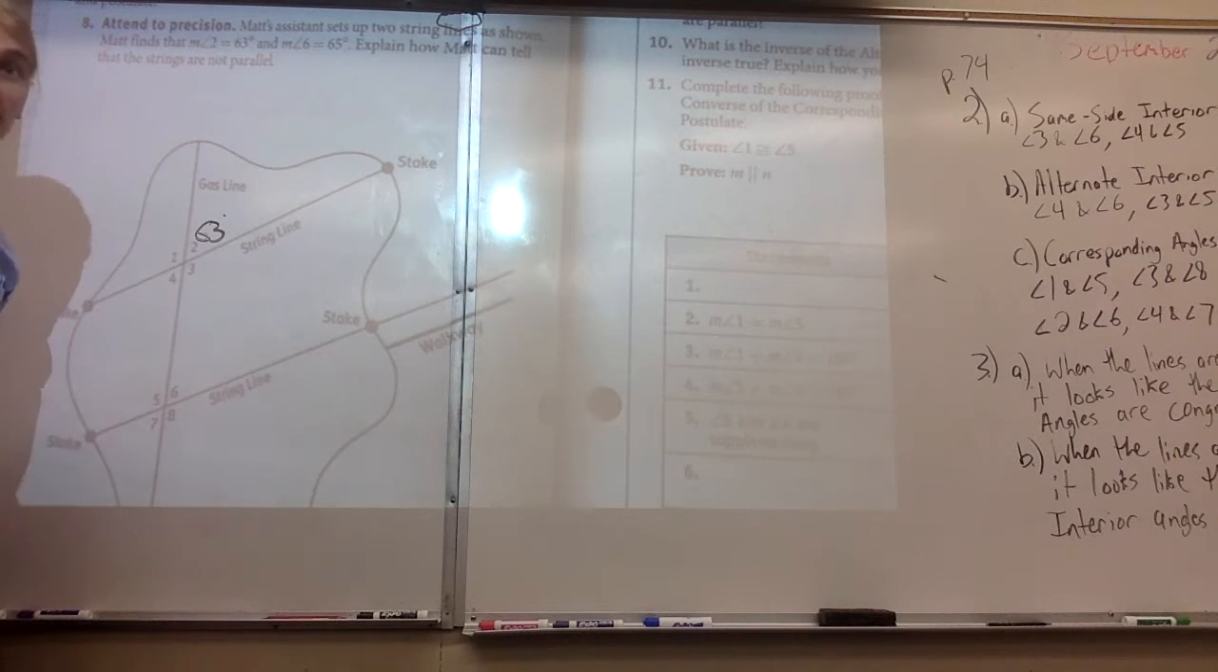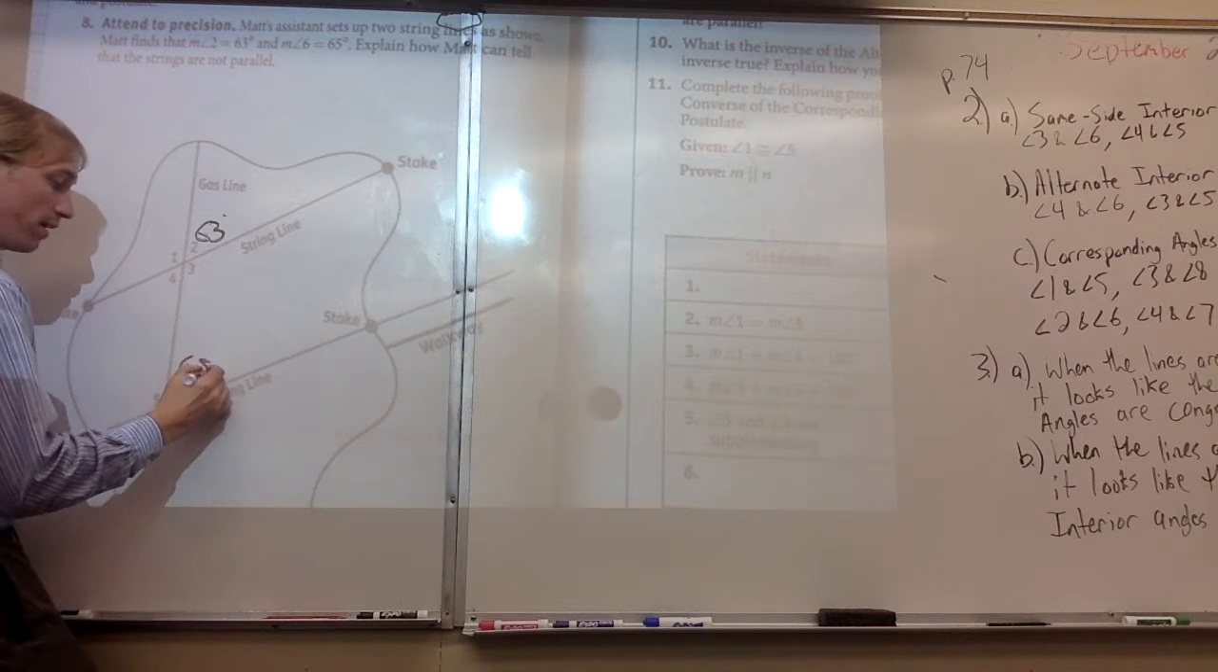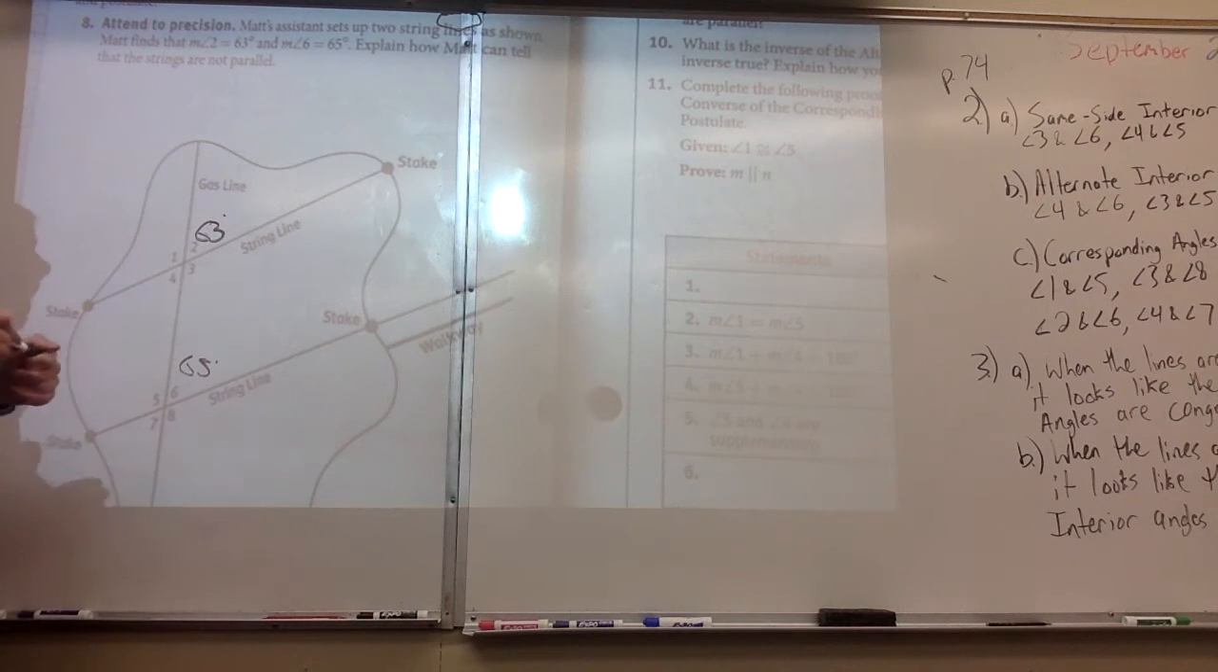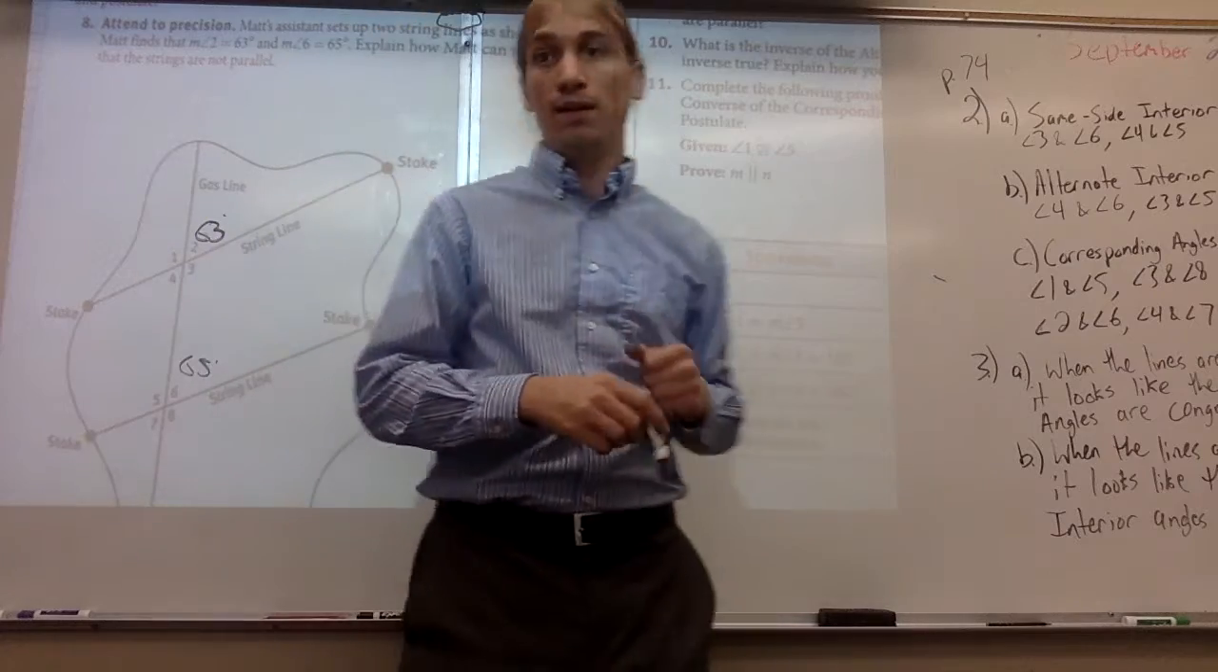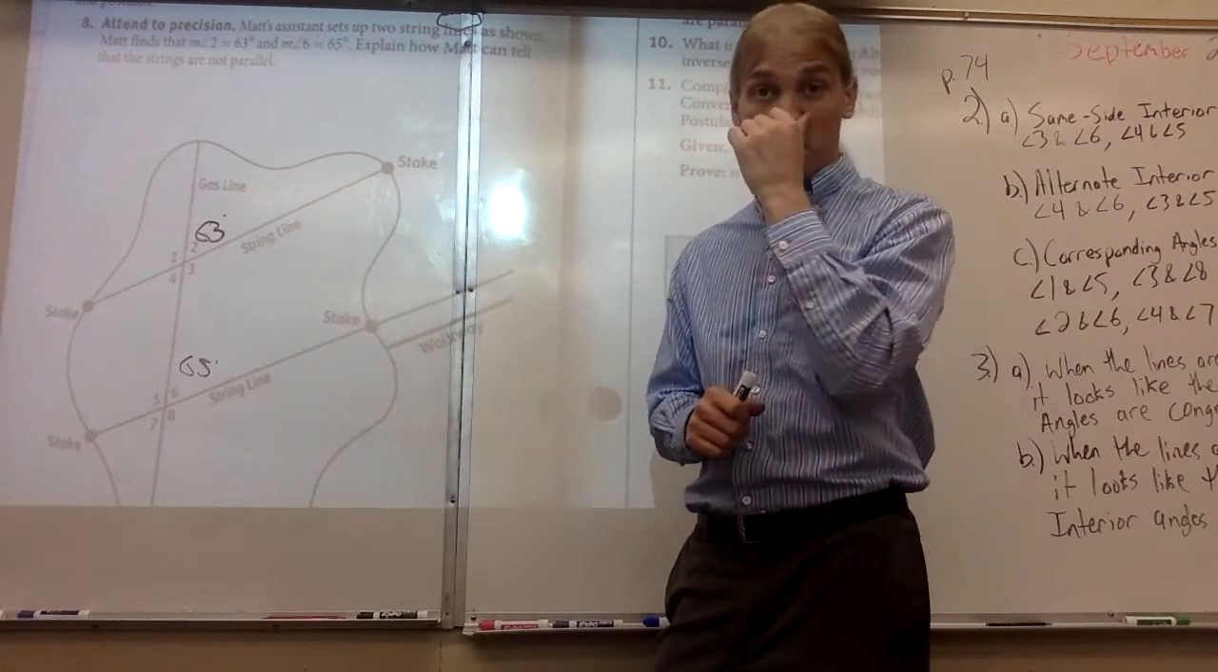And measure of angle 6 is 65 degrees. So angle 6 down here is 65 degrees. Explain how Matt can tell that the strings are not parallel.